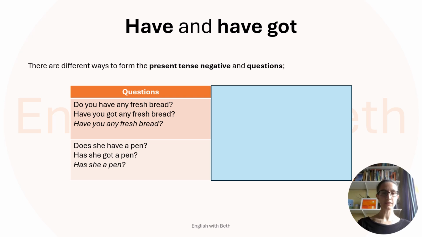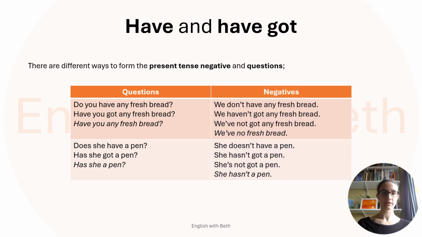On the other side, we have the negatives. So we have, we don't have any fresh bread, we haven't got any fresh bread, or we've not got any fresh bread. And again, the less common example, a bit old-fashioned, we've no fresh bread. The other example, she doesn't have a pen, she hasn't got a pen, she's not got a pen, and the less common example, she hasn't a pen.